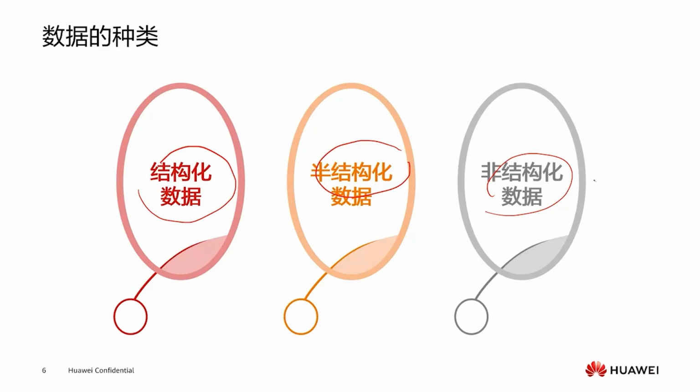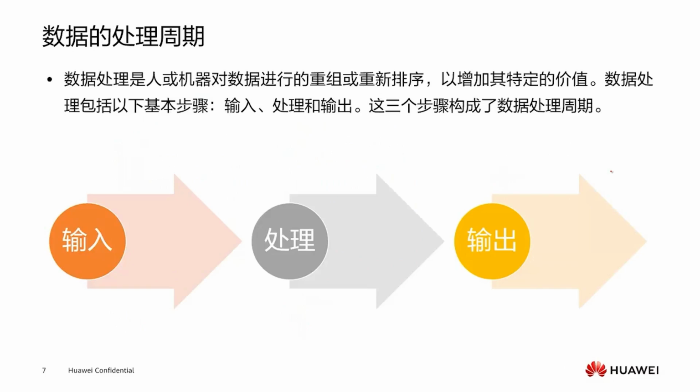In today's environment, most of the data we use and generate in our lives and work is actually unstructured. For example, all kinds of text we encounter when we browse Weibo or the various videos we watch when we browse short videos, these all belong to unstructured data.